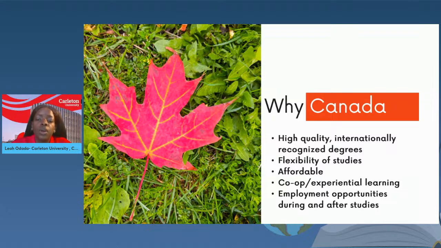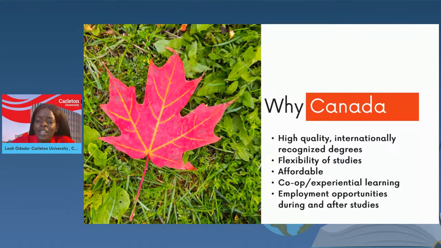Many universities also offer areas of concentration, so you can focus on a specific area. You can add a minor. We also have things like co-op work experience, which I'll talk about shortly, but there are many opportunities for you to customize your degree to suit the career goals that you might have.